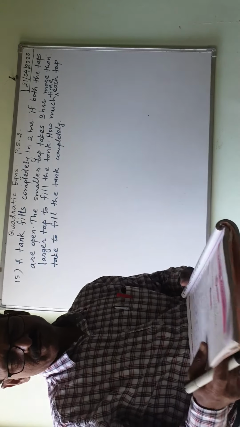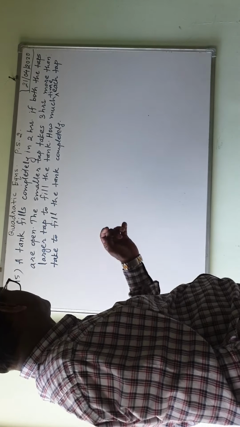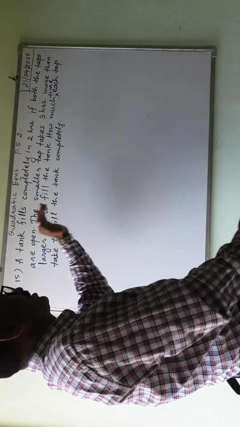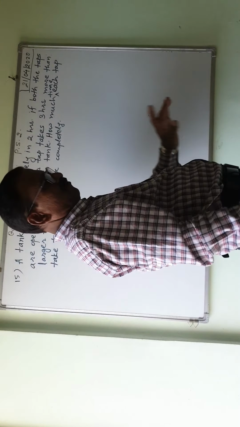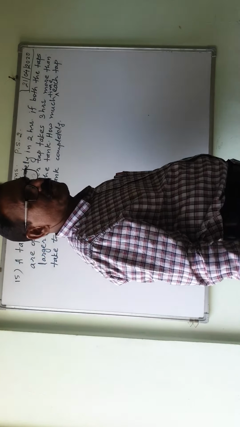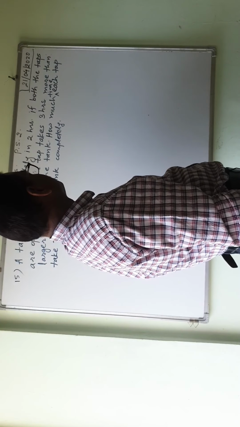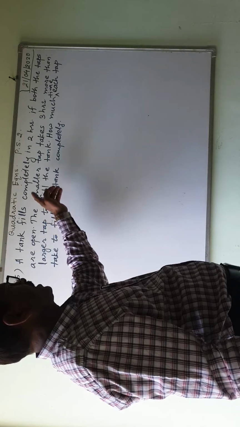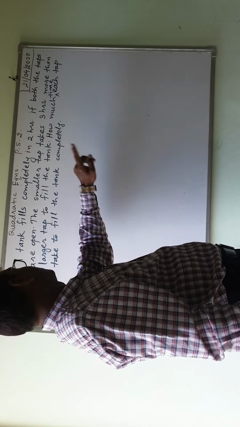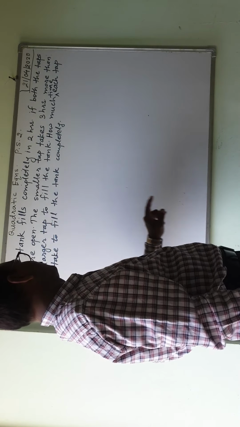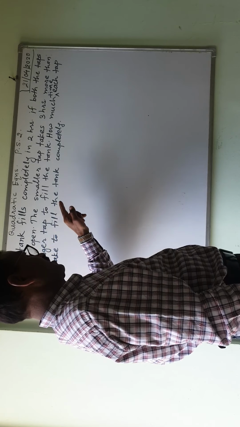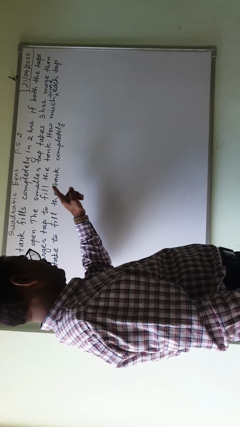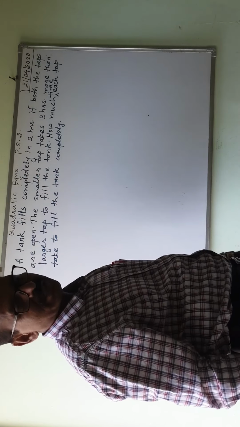Now this question we have to try to understand first. A tank fills completely in 2 hours means what? In 1 hour it will be half, means 1 upon 2. The smaller tap takes 3 hours more than the larger tap, means the larger tap takes x hours. Then the smaller tap will take x plus 3 hours.